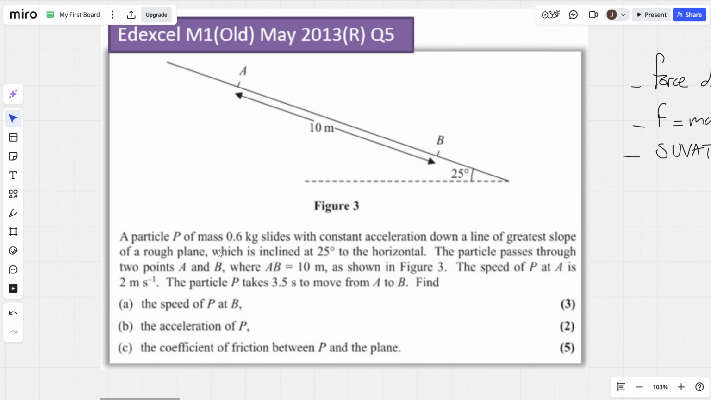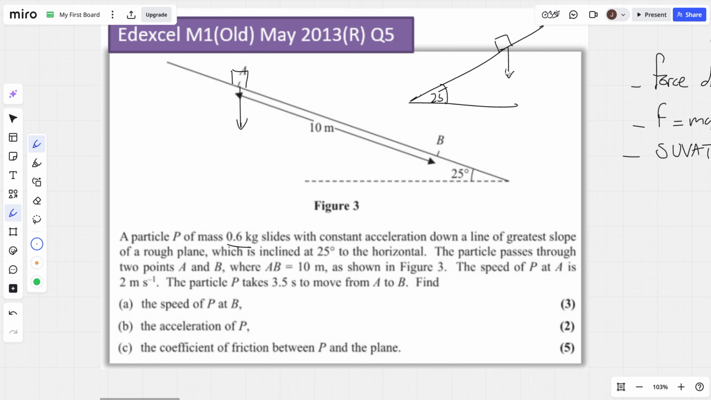So a particle P of mass 0.6, yeah, okay, slides with constant acceleration. So constant acceleration means there's constant forces leading to this happening. The particle passes through 2 points, A and B. Okay, so the block is on the slope here, yeah? So I really don't like drawing them this way around. I actually find it surprisingly difficult. So I might even redraw this. So 25. I don't think I really need to fixate on B too much. B is just the end of the journey.